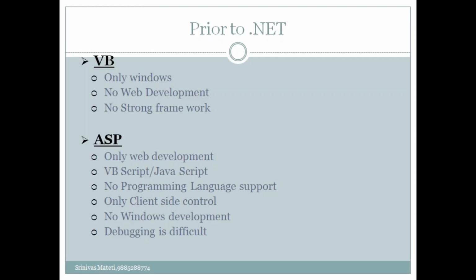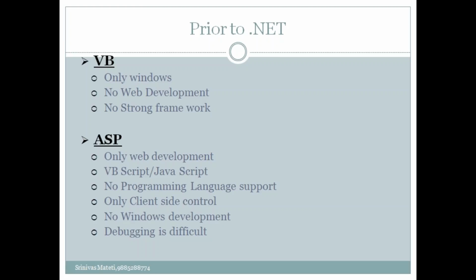If you see VB, it can be used to develop only Windows applications. No web development is possible by using VB. Here VB means VB 6.0, classic VB, and there was no strong framework to build bigger applications. These are the limitations of VB.